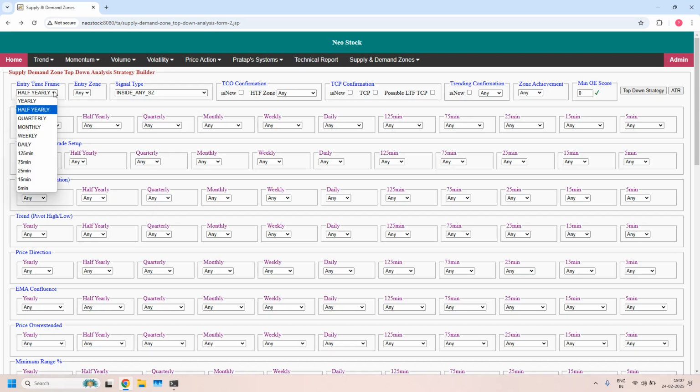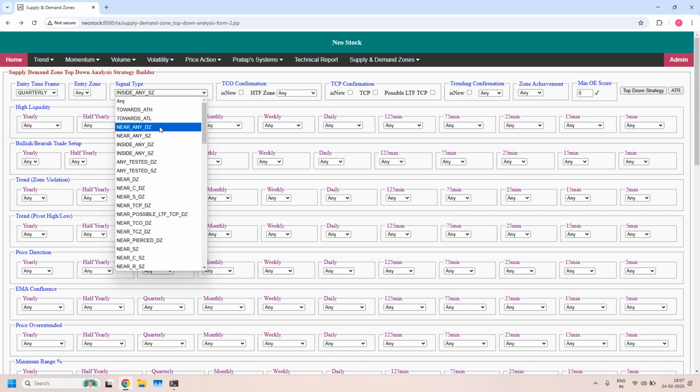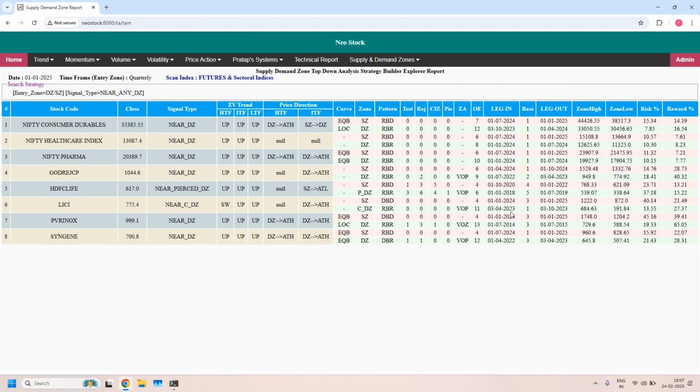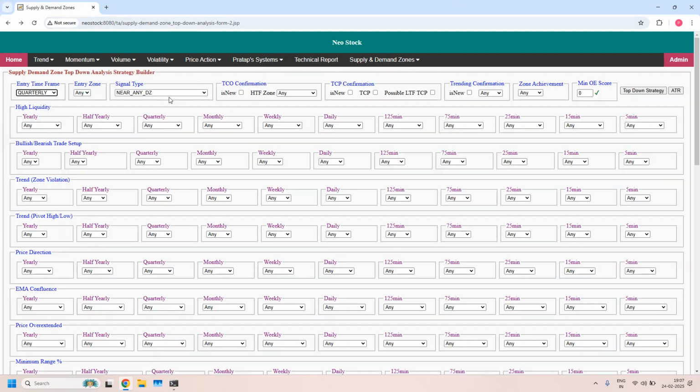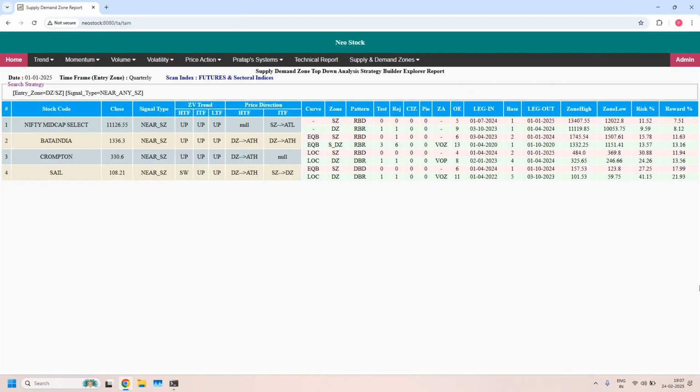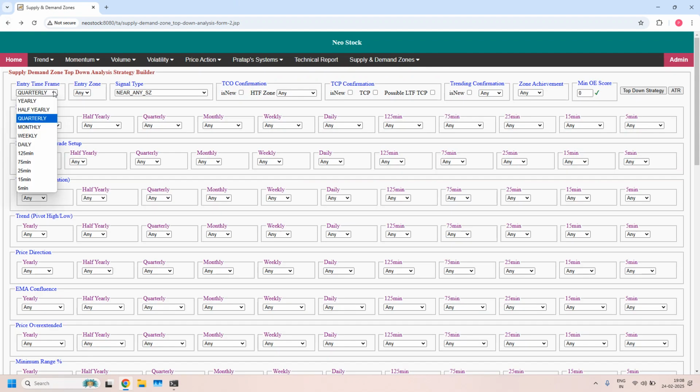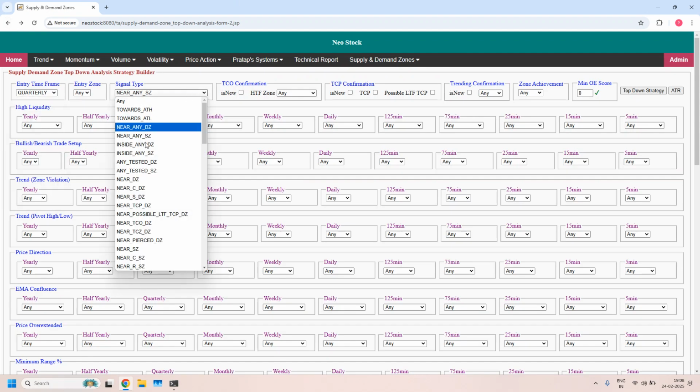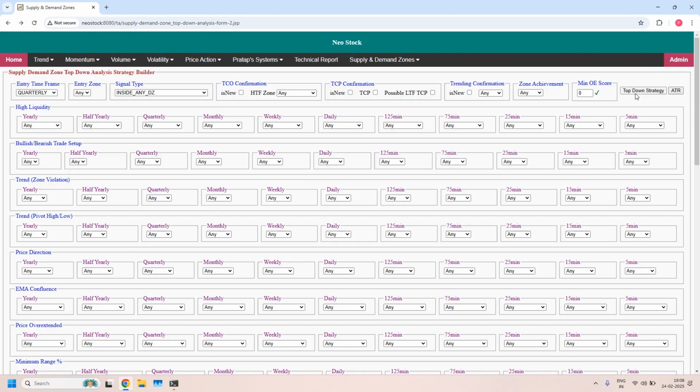Next time frame is quarterly. Stocks near quarterly demand zone. We got 8 stocks. Next, quarterly time frame. Stocks near quarterly supply zone. We got 4 stocks. Next, quarterly time frame. Price closed inside the quarterly demand zone.